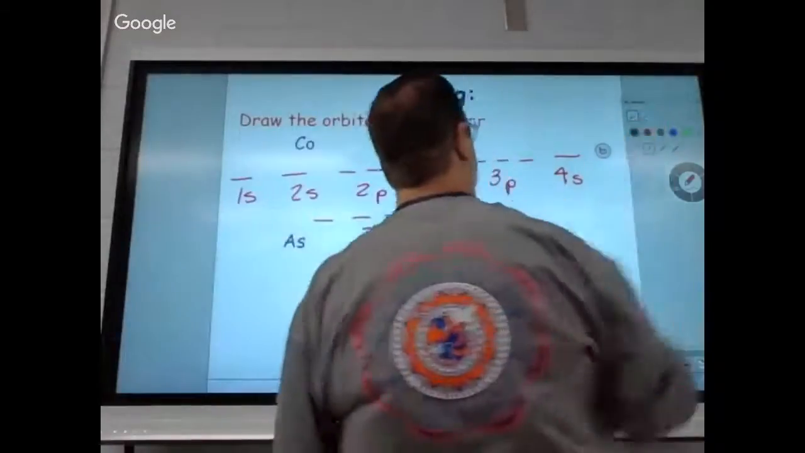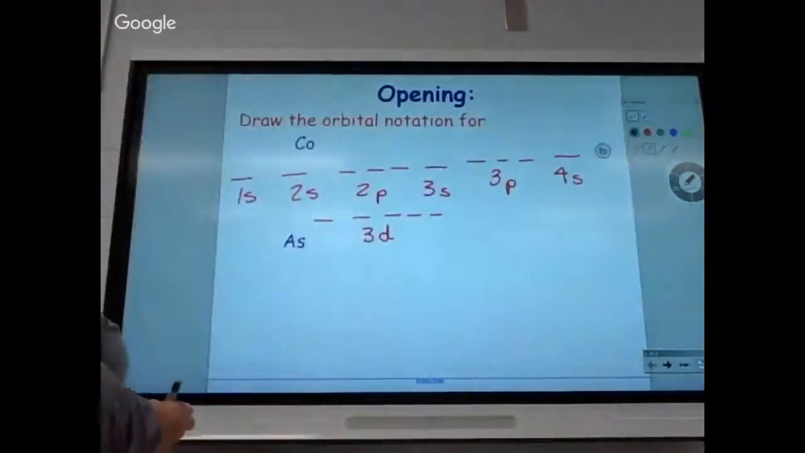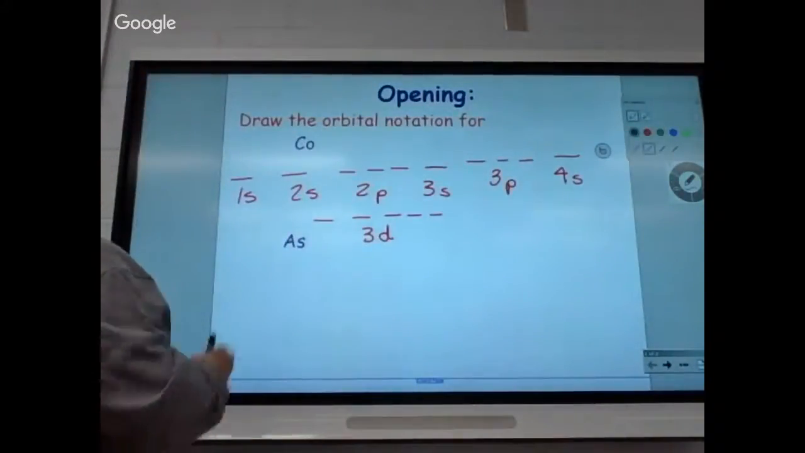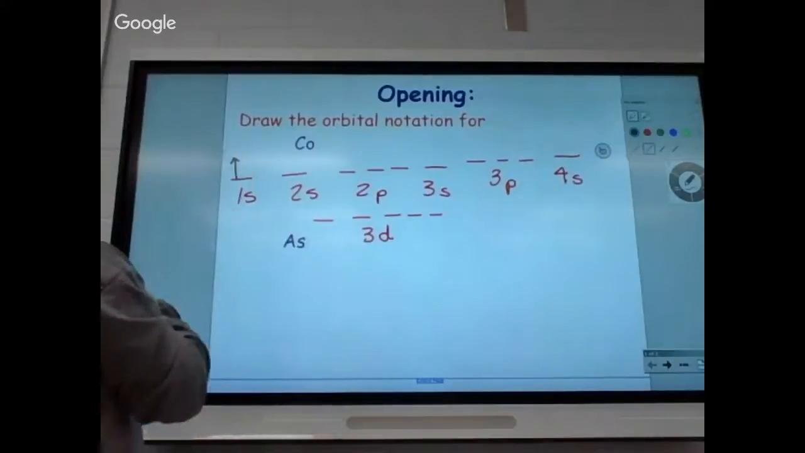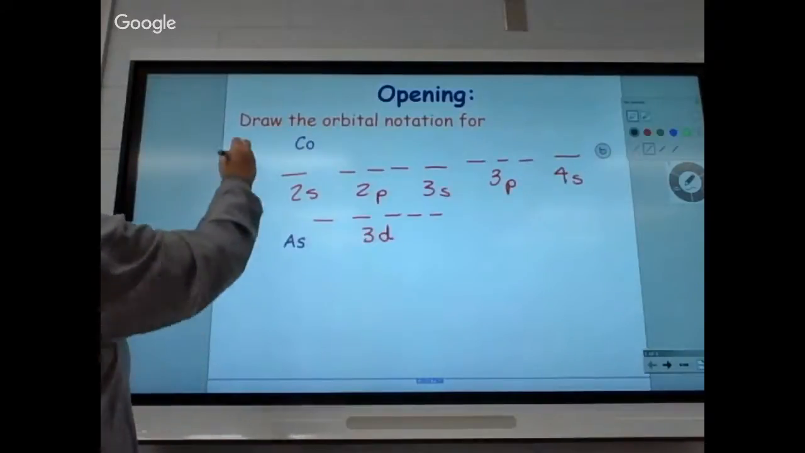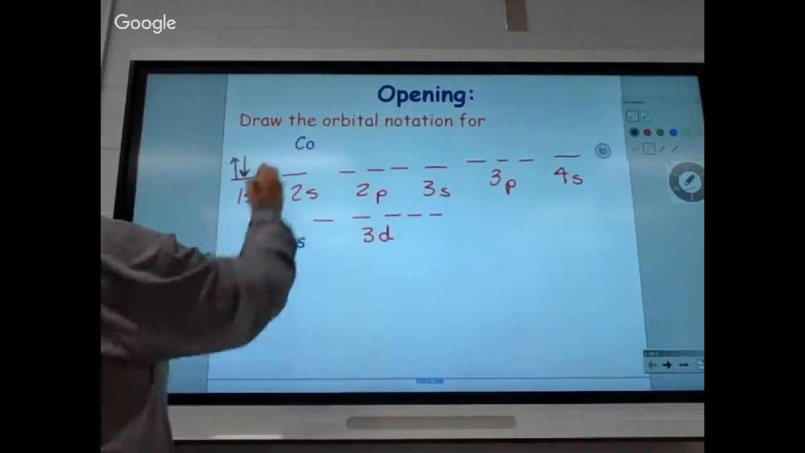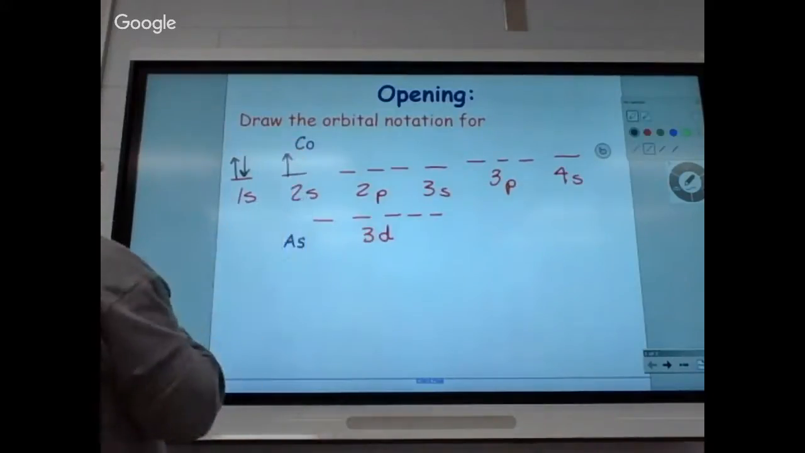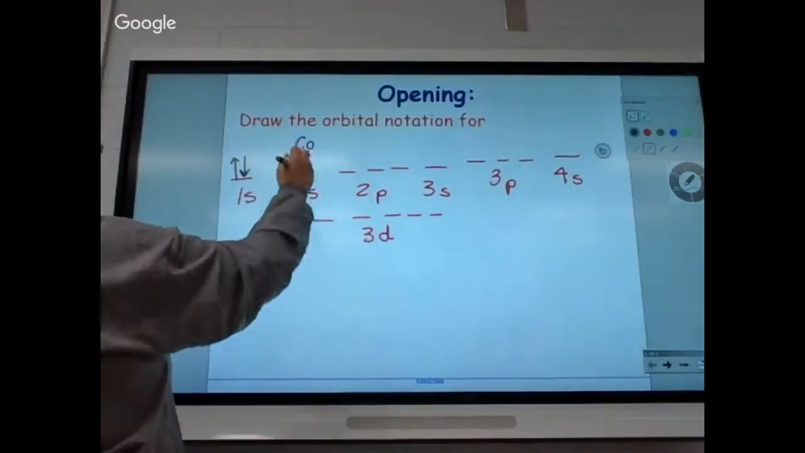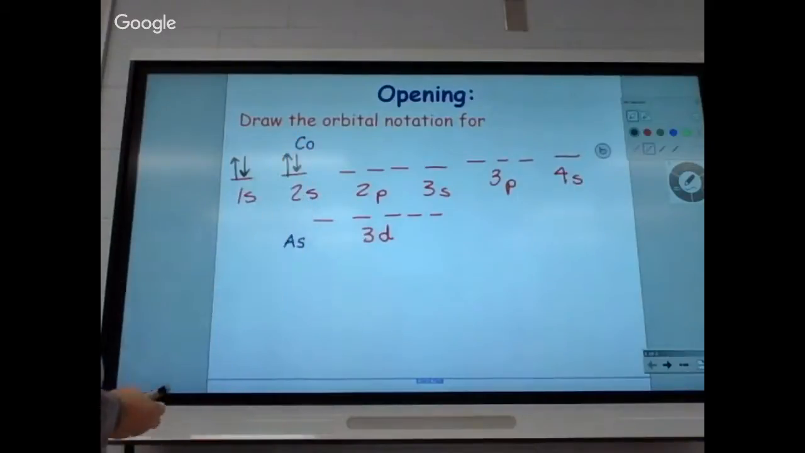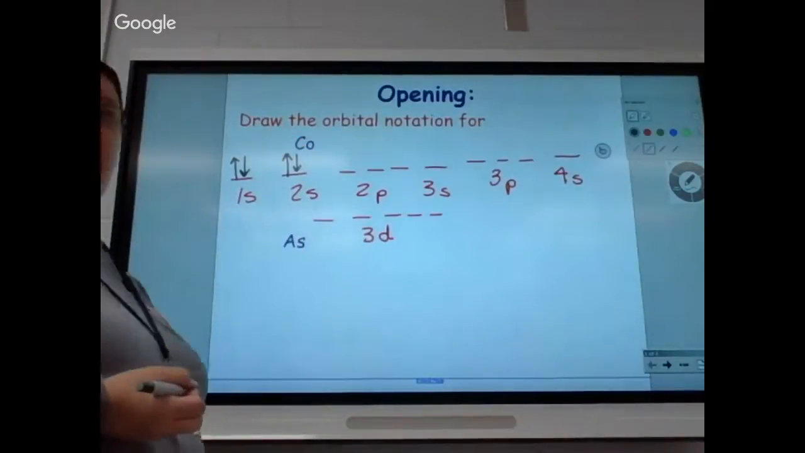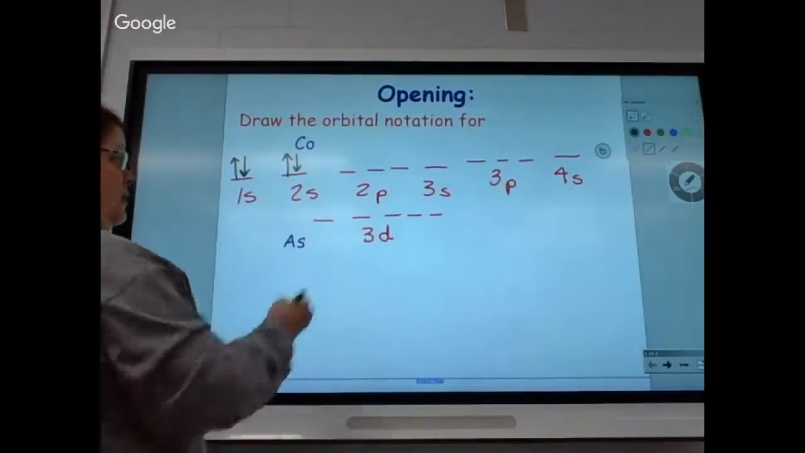All right, so where's the first electron going? Is 1s full? No. So where's the second electron need to go? It's got to go on 1s. Got to spin down. The third electron goes in 2s, so up. Where's the fourth electron go? 2s, because it's not full. It goes down. Now, the fifth electron goes in 2p.